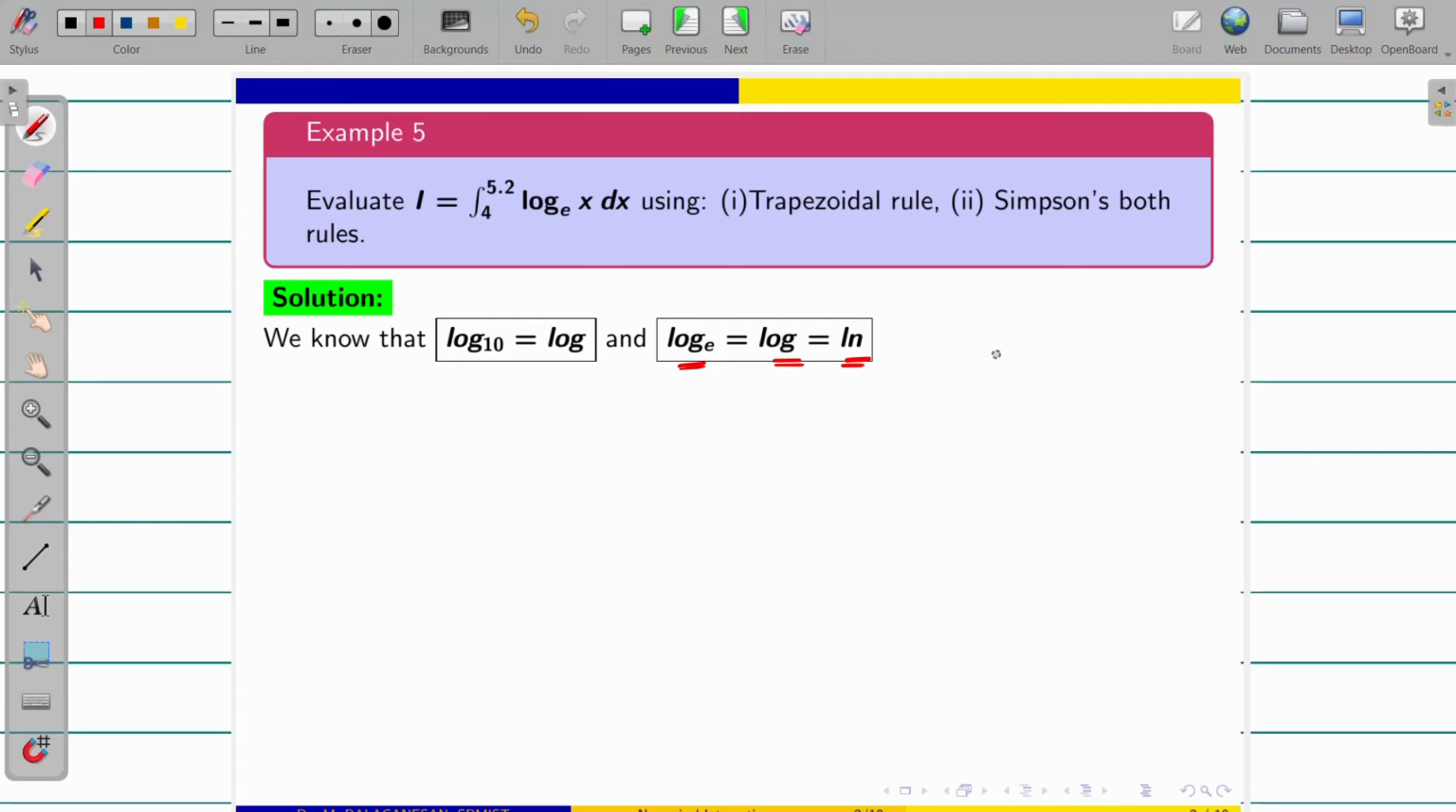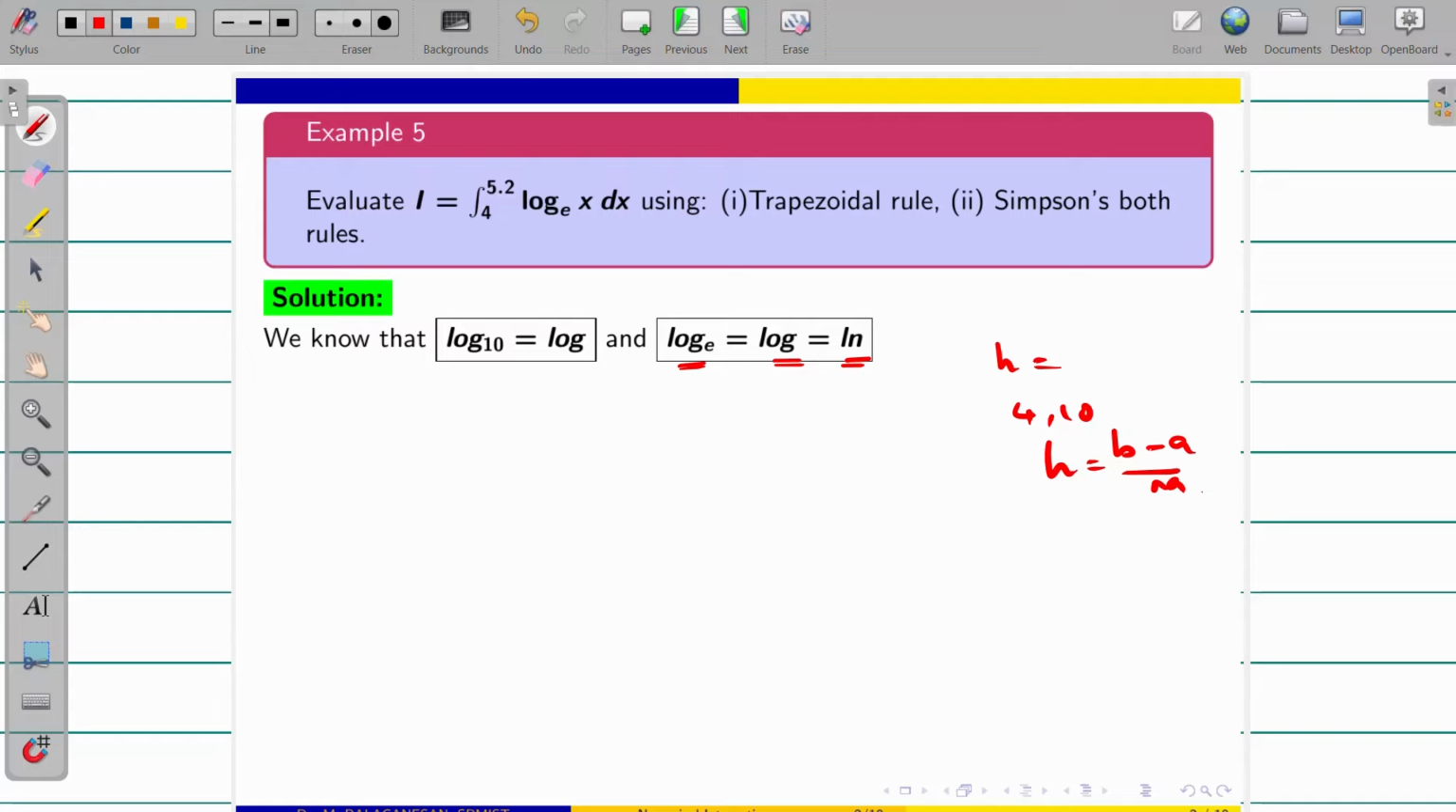What is the first kind? The h value they will give directly. The second kind, they will give something like divide into 4 intervals or 10 intervals. By then what you have to do is find the value of h as (b minus a) divided by n. That's it.